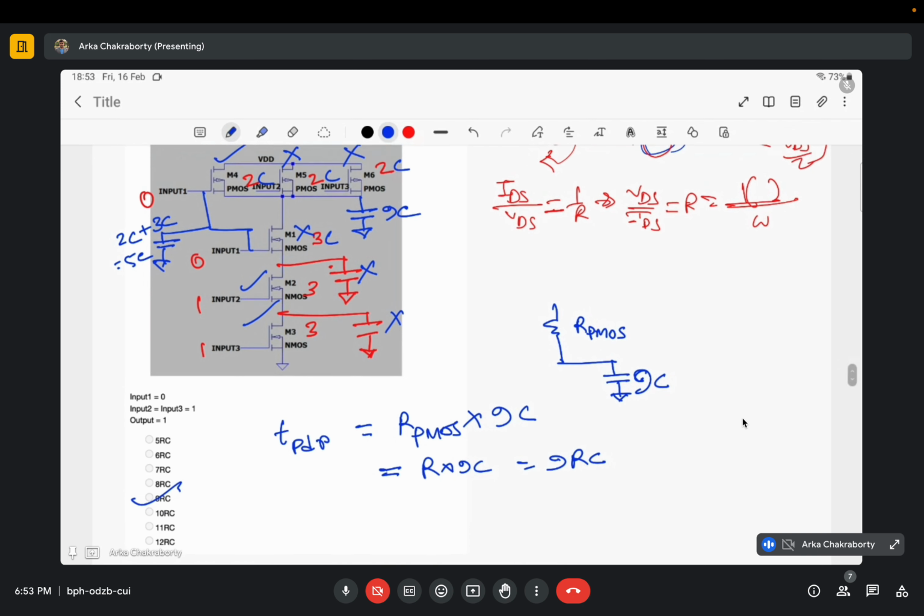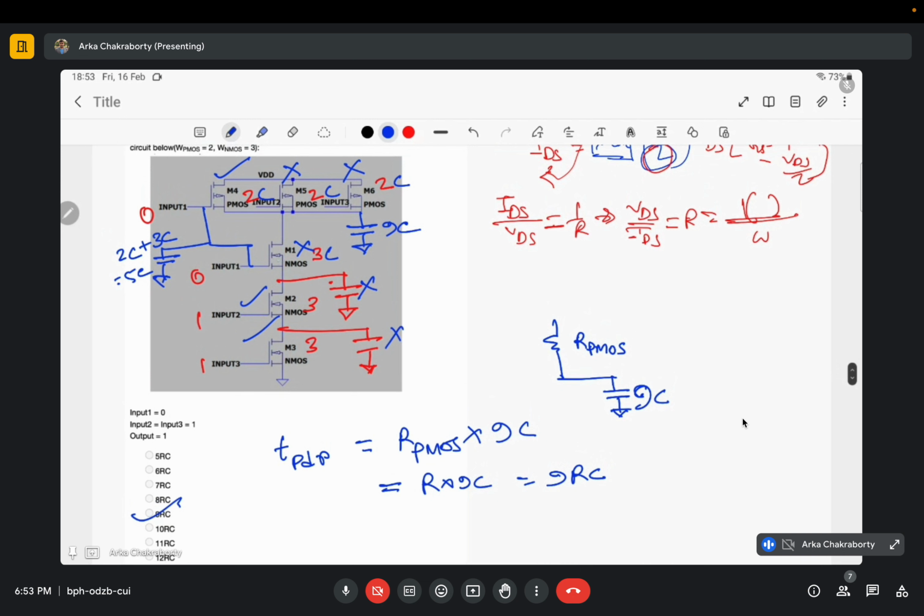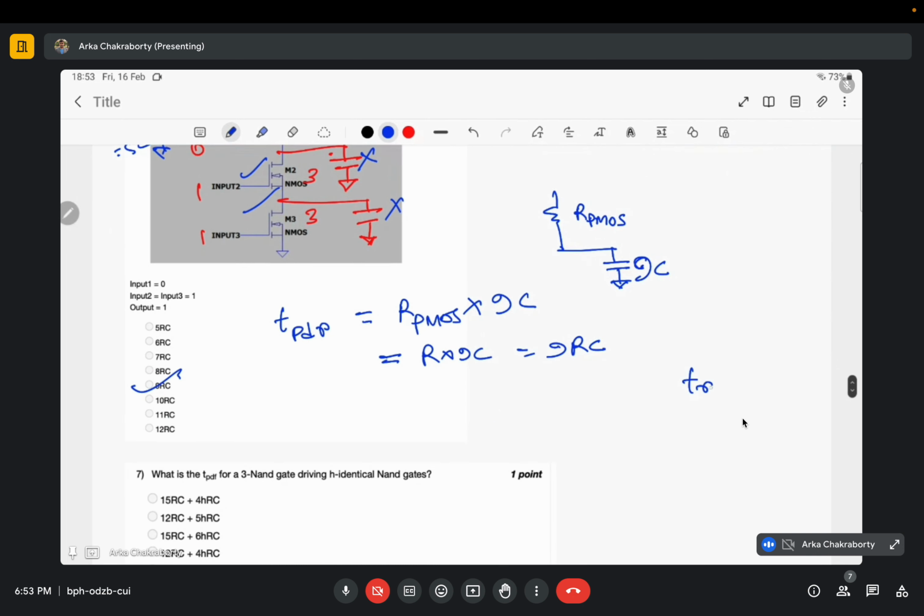If they don't give you the width of a given architecture, what do we do when we design a circuit in digital, not memory, just simple digital? We try to ensure that the rise time, T rise, equals T fall, and equals that of a unit inverter. So for a unit inverter, that's why the value of R will be required, so you can design any circuit now.